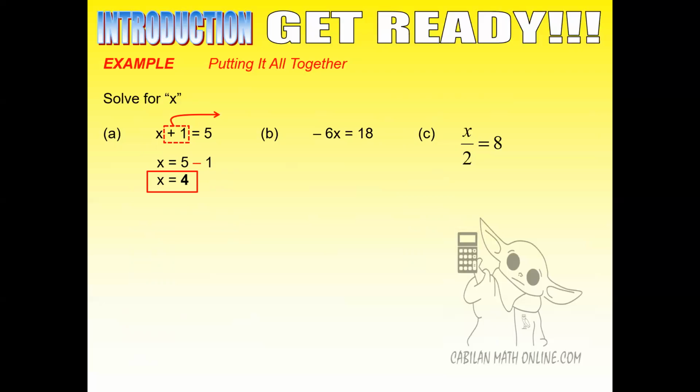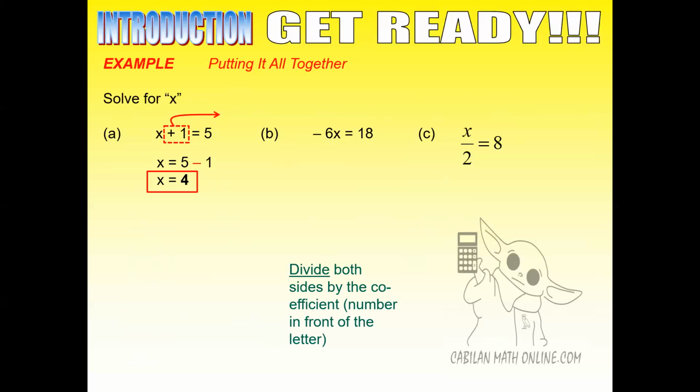Now, for part B over here, you notice that we have a number and a letter that happen to be grouped together. The -6 in this case is grouped together with the letter x by multiplication. So we have to perform the opposite operation of that, which is division. What we're going to do for this one is divide both sides by what is called the coefficient, which is simply the number in front of the letter, including the negative symbol here.